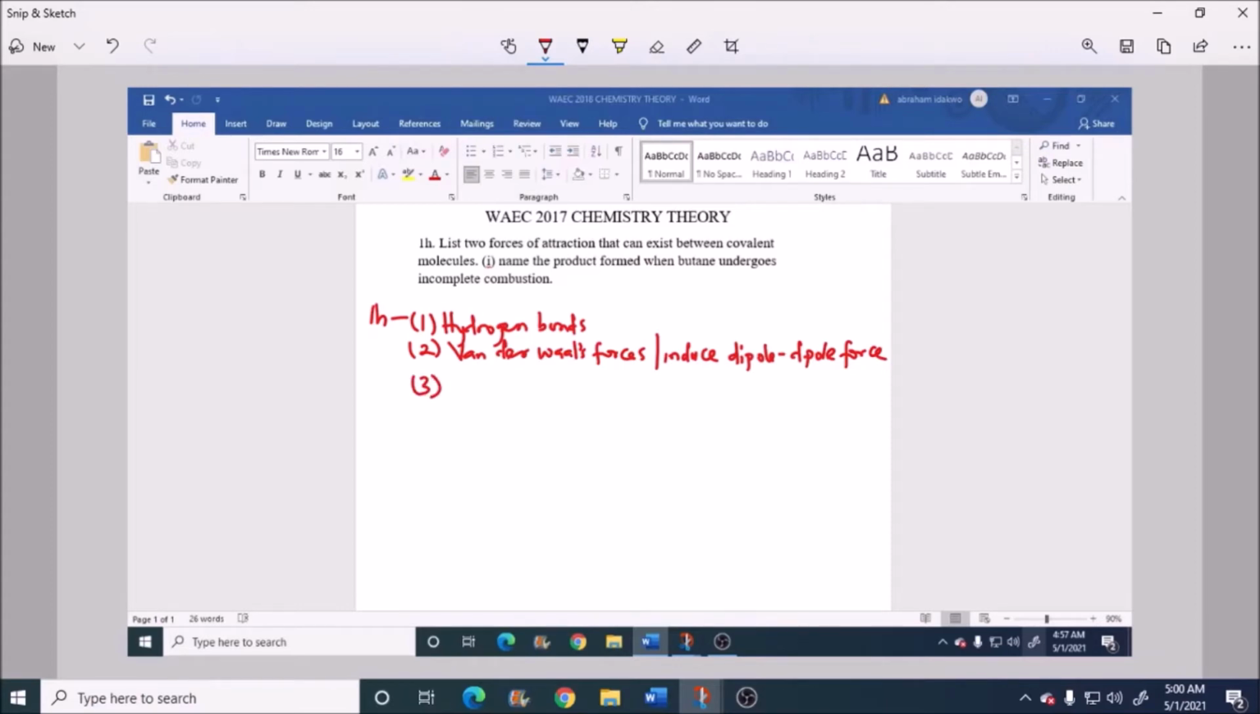Then number 3, we still have permanent dipole interaction, or we call it dipolar forces.